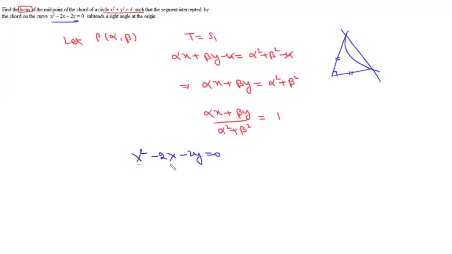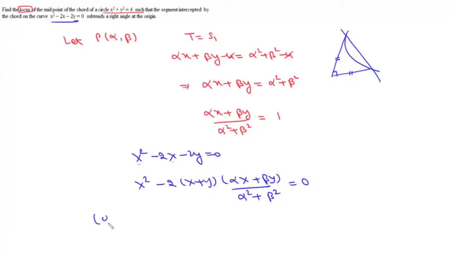Now this degree is already 2, here the degree is 1, and here also the degree is 1. So what we'll do is we'll write this as x square and then minus 2 x plus y into 1, and we write this one as alpha x plus beta y upon alpha square plus beta square, and it is equal to 0.